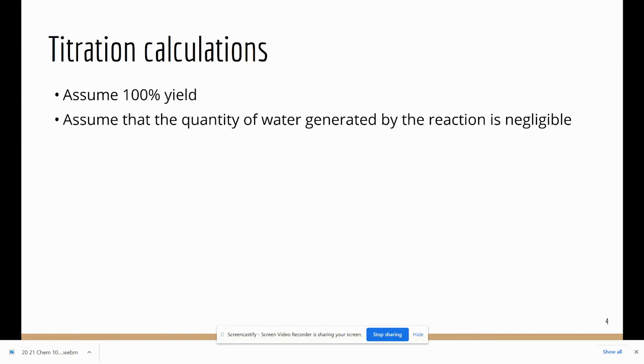Pause here. So there are a couple of assumptions that we need to make before we do titration calculations. We're going to assume that we will always have a 100% yield, so we're not going to have anything less than 100%. This is true pretty much for any time you're reacting a strong acid or a strong base, even if you're reacting it with something that's weaker. And then we are assuming that any water that we generate in the reaction, since these are neutralization reactions, the quantity is negligible. It's not going to be affecting any of our concentrations.